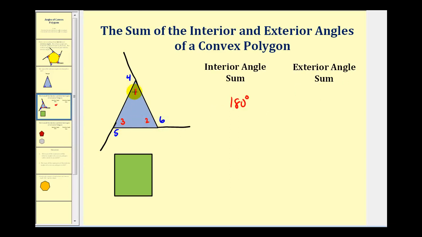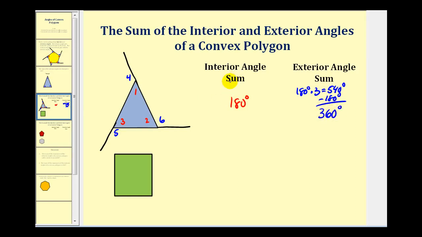Well, the sum of the interior and exterior angles would be 180 degrees times 3. Since angles 1 and 4, 3 and 5, and 2 and 6 form linear pairs, we know their sums would be 180 degrees. So this will give us 540 degrees. And if we subtract out the sum of the interior angles, or 180 degrees, we'd have the sum of the exterior angles. That's going to give us 360 degrees.